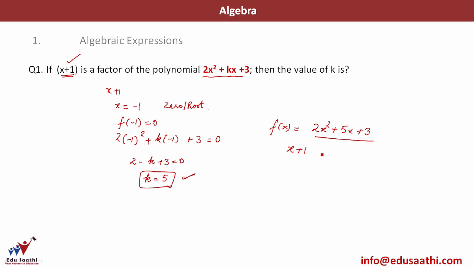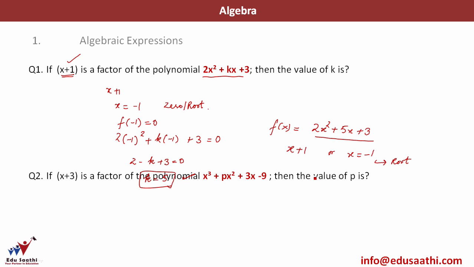That means x plus 1, or x equal to minus 1, is a root of this quadratic expression that we have. Let's move to the next question. The question is, if x plus 3 is a factor of the polynomial, then the value of p is. Similar question, I'll put x equal to minus 3. So minus 3 cube, which is minus 27, plus p times 3 square, which is 9p, plus 3 into minus 3, which will be minus 9, minus 9.